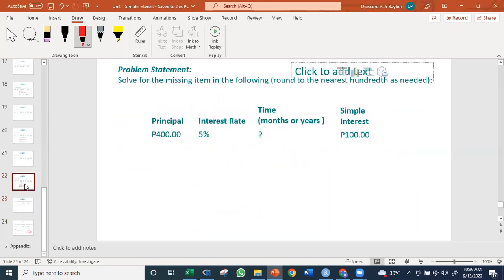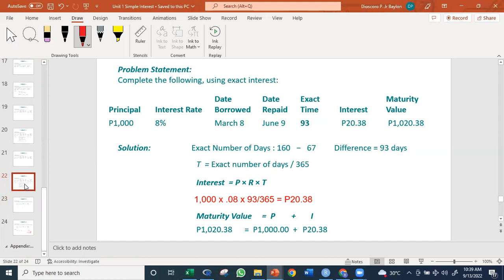All right. So for this one, exact interest, yes, I already discussed this. It's the principal times rate times the days divided by 365.